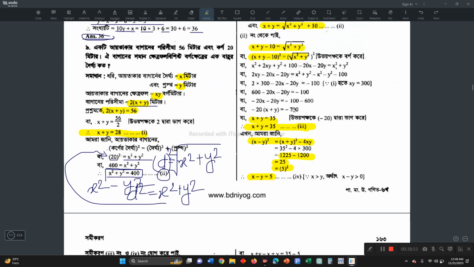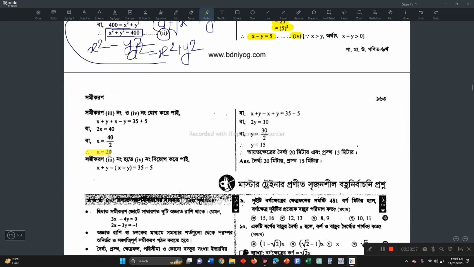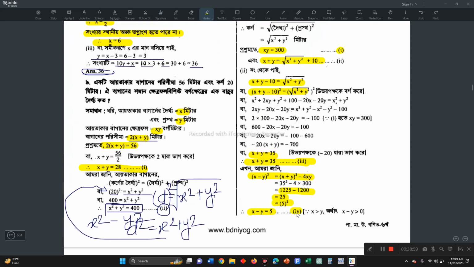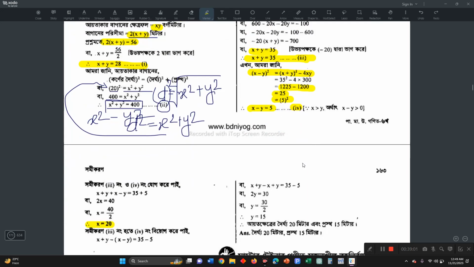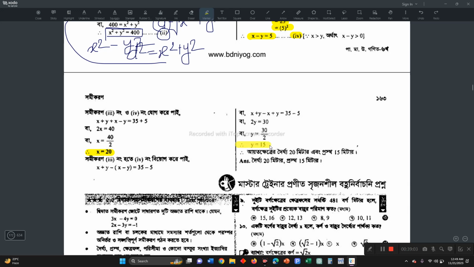Okay, now adding equation number 3 and equation number 4, we will get the value for x, and subtracting equation number 4 from equation number 3, we will get the value for y. So the length of the rectangle is x and the breadth of the rectangle is y. That is the answer. The length of the rectangle is 20 meter and the breadth of the rectangle is 15 meter.